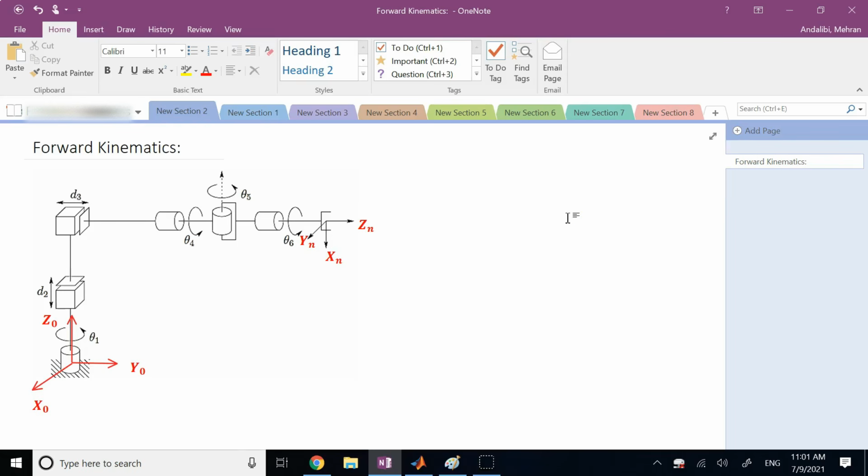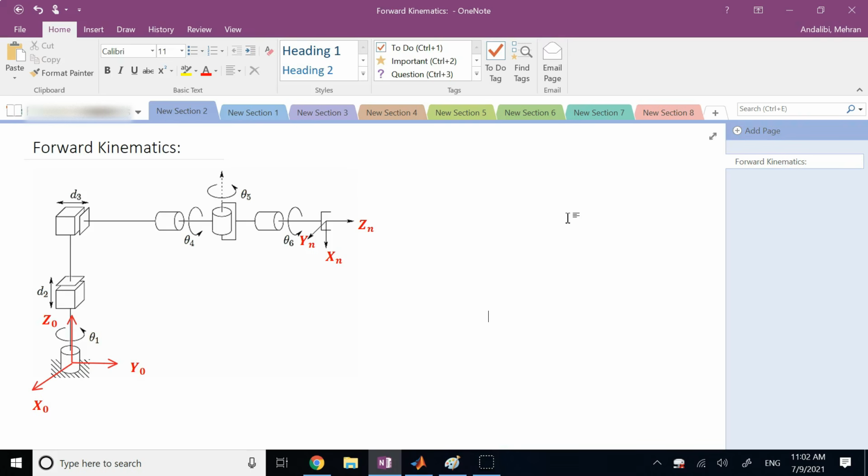Hello everyone. In this video, we are going to talk about one of the most important tasks in robotics called forward kinematics. If you remember from our previous videos, I mentioned that there are two spaces we can relate to the robot. One of them is called the joint space or Q space, which involves the joint variables.